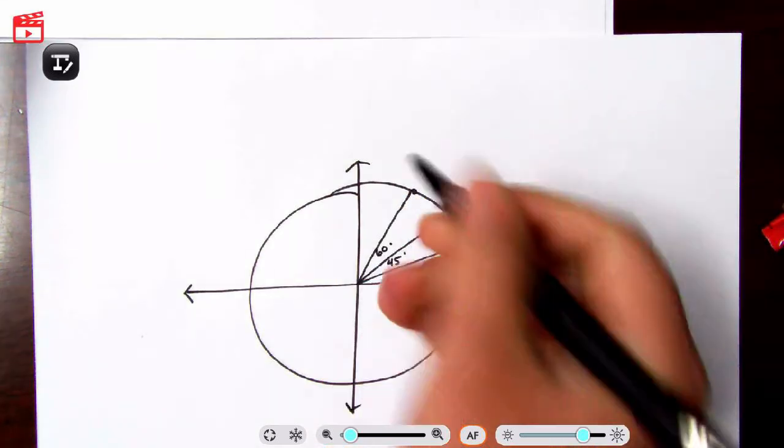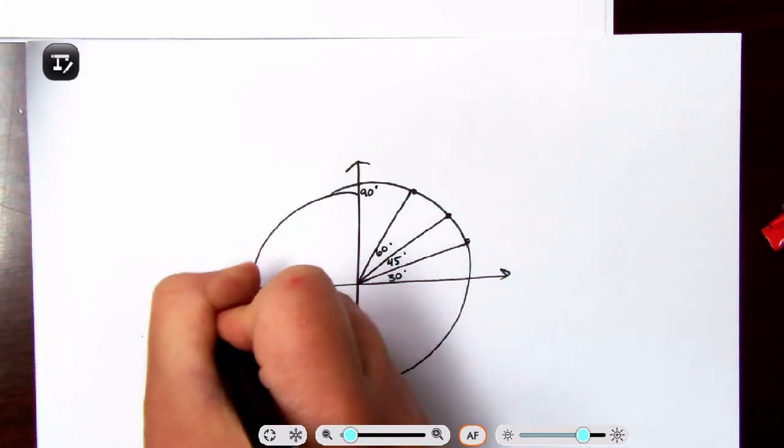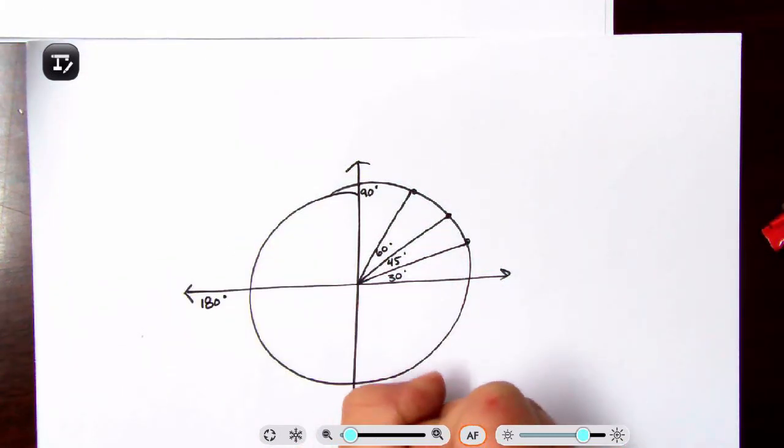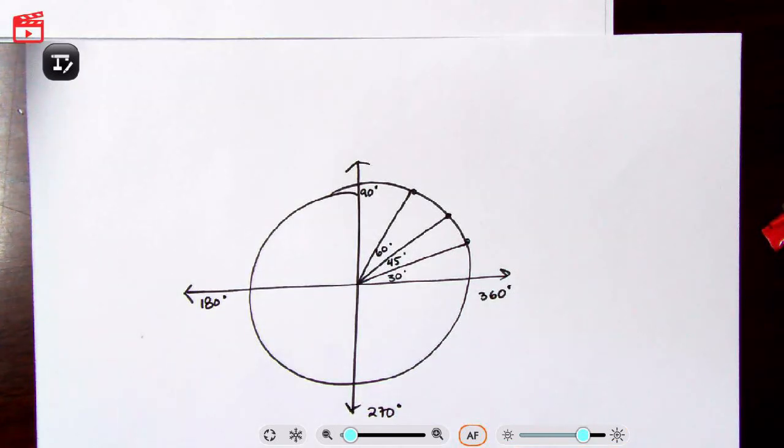Now, if we continue, this one right here is super important to know. This is 90 degrees. This is 180 degrees. And this is 270 degrees. And this is 360 or 0. And we can continue those rotations.